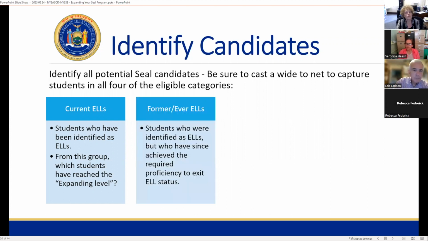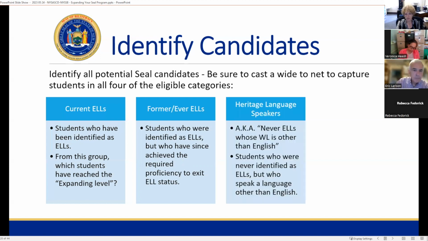Our second group are former or ever English language learners. These are those who are identified as ELLs, but who have since achieved the required level of proficiency to exit that ELL status, but very likely continue to speak and write a language other than English.